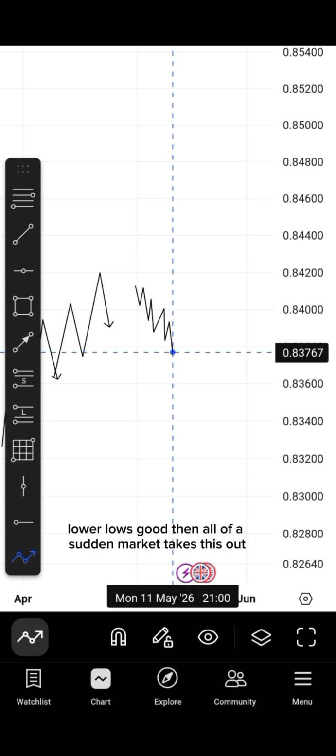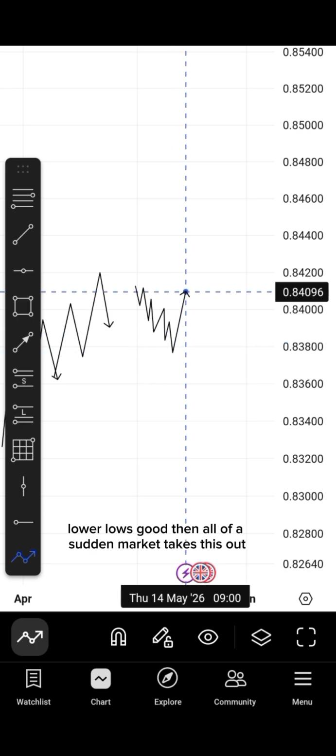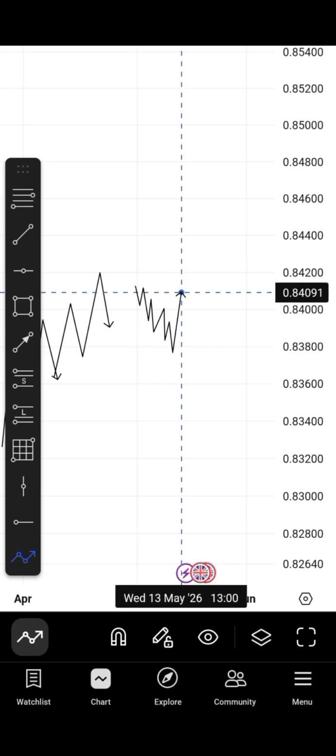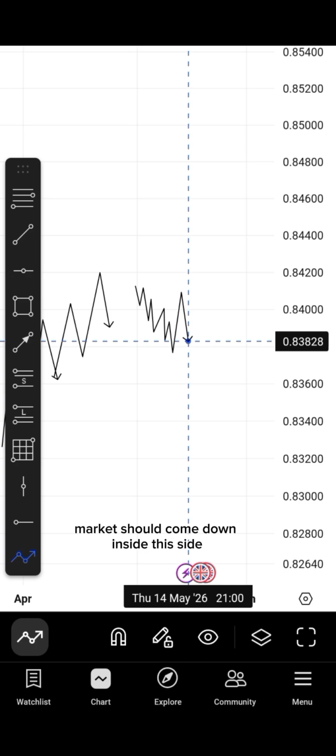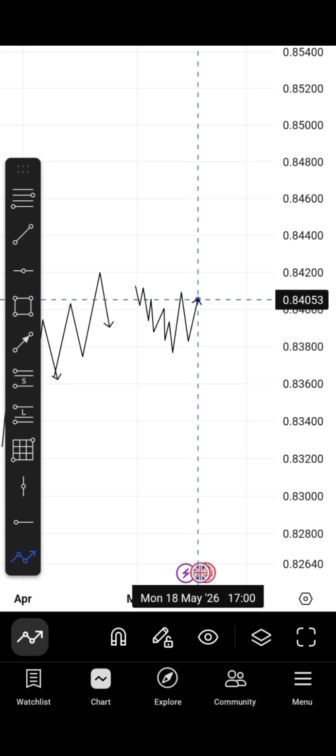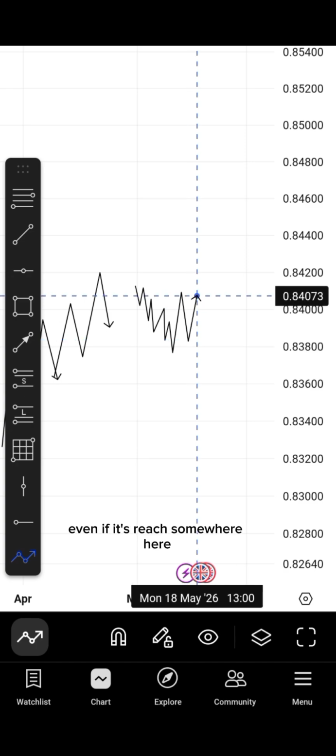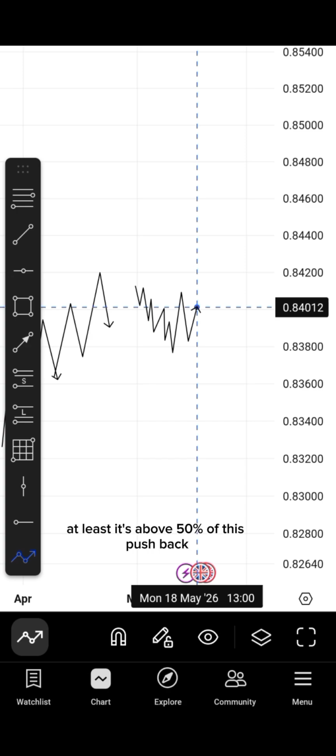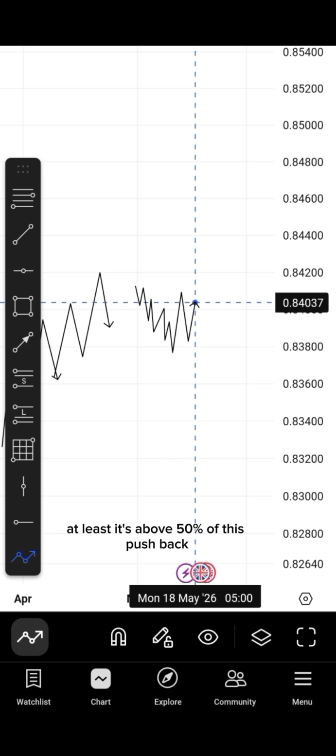Good. Then all of a sudden, the market takes out the last 2-hour high. This is a sign the market is trying to push back up and start the buy setup again. You get me? The sell is over because the market has taken the sell side liquidity and is now trying to buy. Before you buy, you must want to see liquidity. The market will come down inside the side. It doesn't need to take this high again, even if it's reached somewhere here, at least it's above 50% of this pushback.